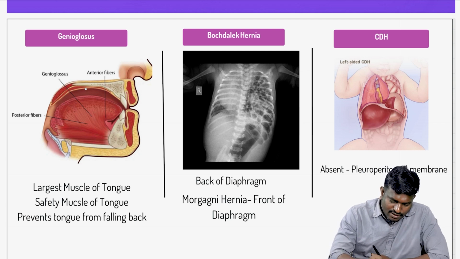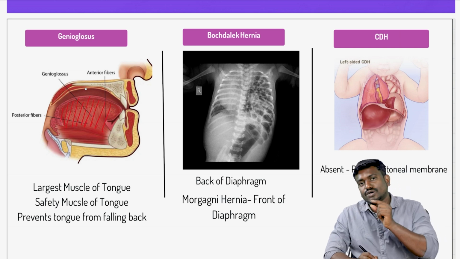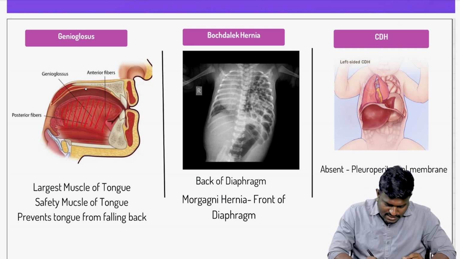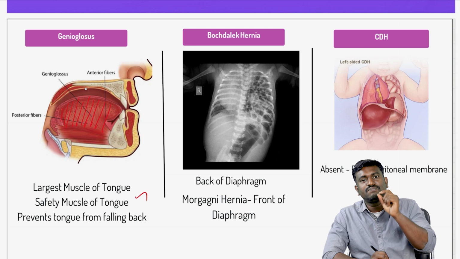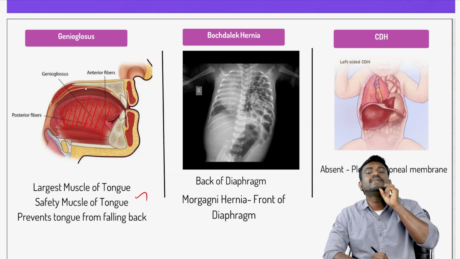Now let's continue. This is going to be what? This is going to be called as genioglossus. Yes, this is the largest muscle of the tongue. It is also the safety muscle of the tongue, and it especially prevents the tongue from falling back.